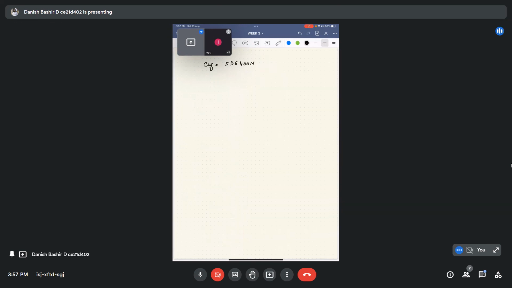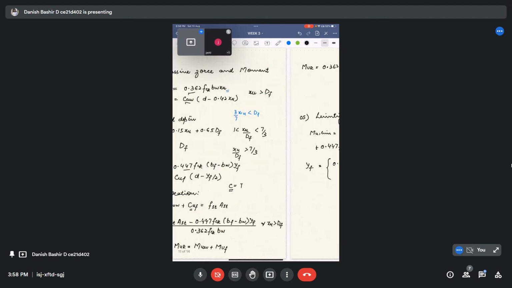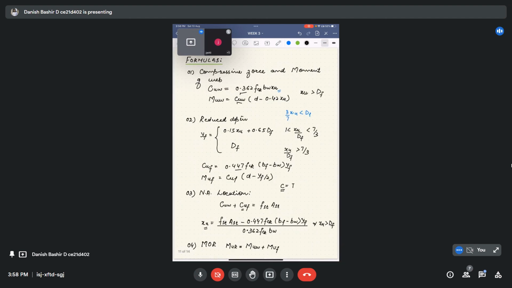We already assumed that XU is less than XU max, so we will have FST as 0.87 Fy. These are all assumptions we are right now making. From this we can calculate TU as 0.87 Fy AST. Substituting all the values, AST is 3695 mm square, and we will get TU as 803,662 Newtons. This is all in Newton. Applying the force equilibrium condition, we will get CUW plus CUF is equal to TU. That I already told you. This is TU.